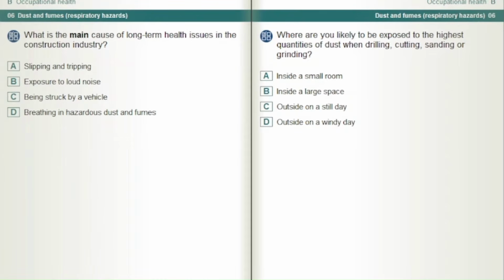Where are you likely to be exposed to the highest quantities of dust when drilling, cutting, sanding or grinding? Inside a small room. Inside a large space, outside on a still day, outside on a windy day.